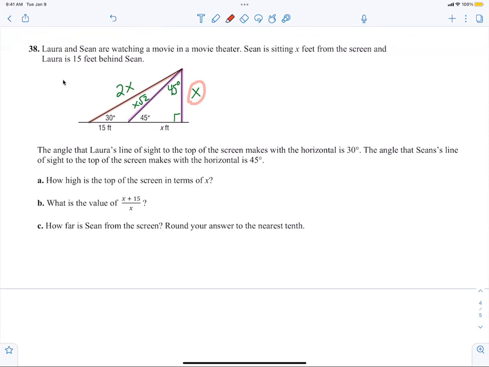How high is the top of the screen in terms of X? What do we got? So does everybody agree it's just X? All right, so the answer here for A was X.